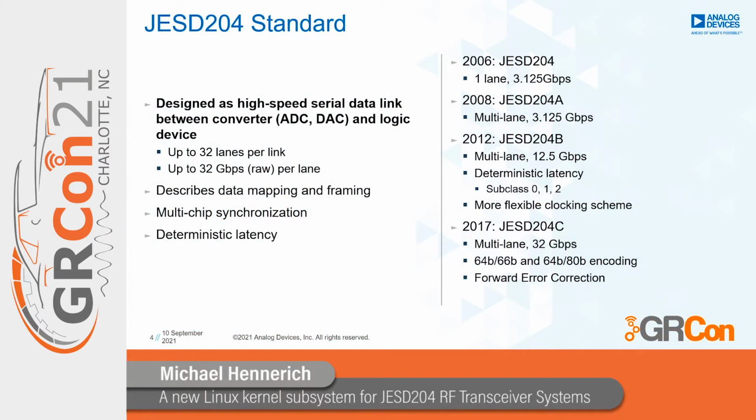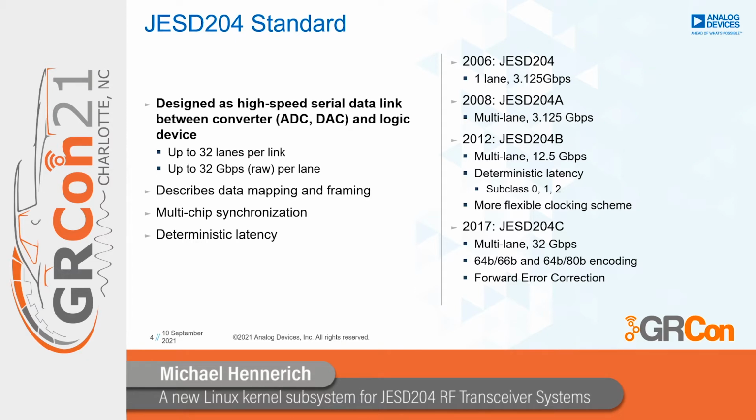The JESD204 Standard defines a high-speed serial data link between converters, ADCs or DACs, and logic devices with up to 32 lanes per link and lane rates up to 32 gigabits per second. In the standard, you also find the possible data framing and mappings, provisions for multichip synchronization and deterministic latency. There have been many iterations of the standard.